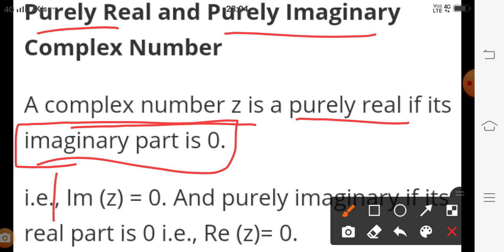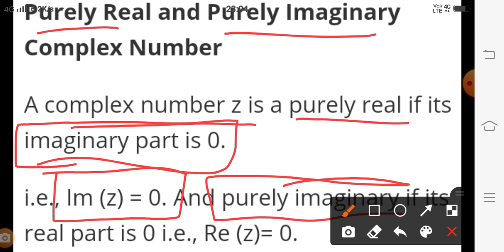And for imaginary, it means that the real part of z is equal to 0. We call such a number purely imaginary, in which the real part is equal to 0, then that complex number is purely imaginary.